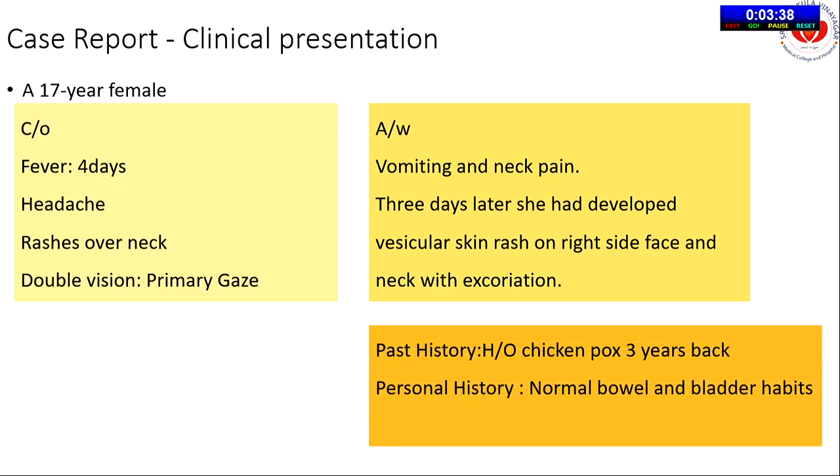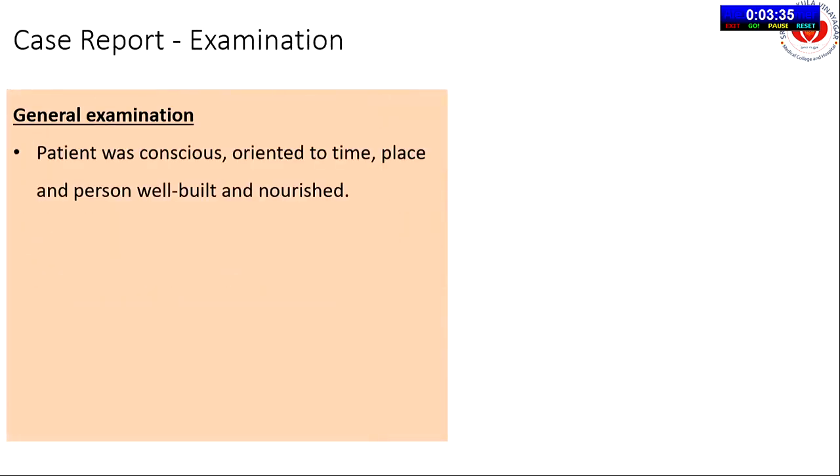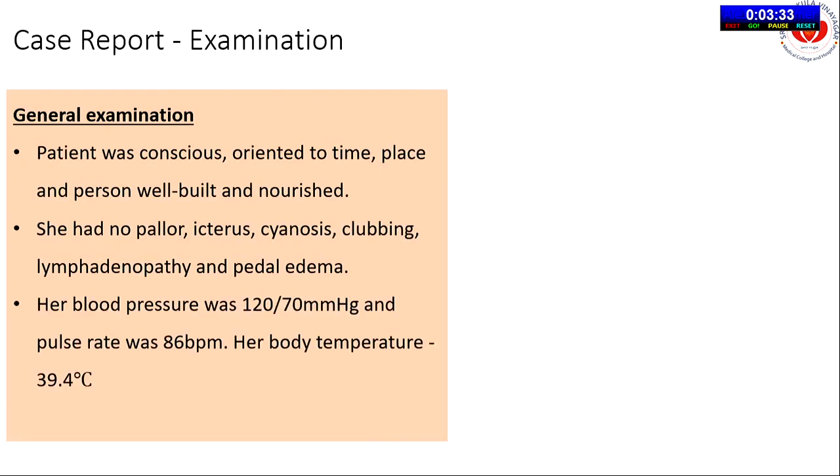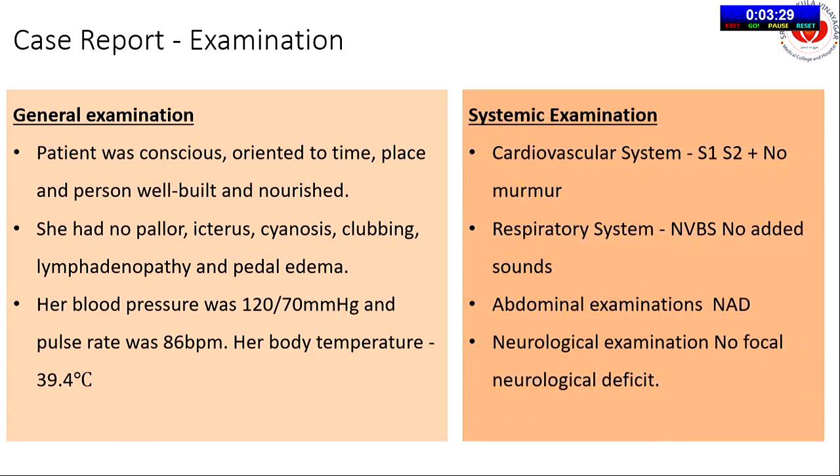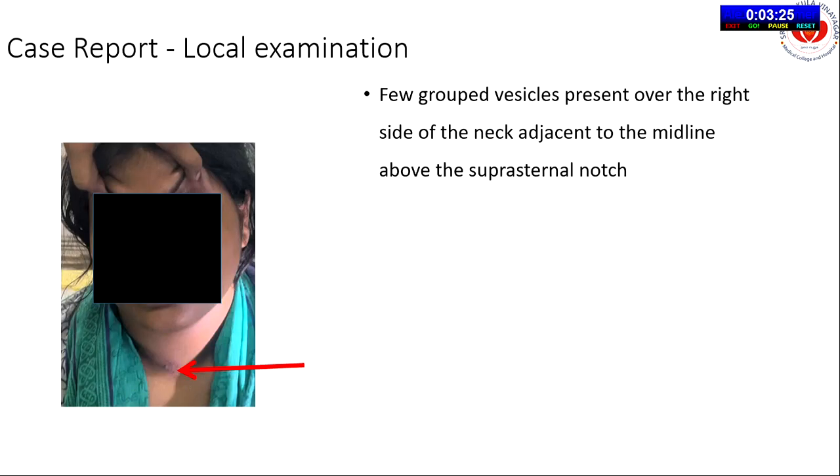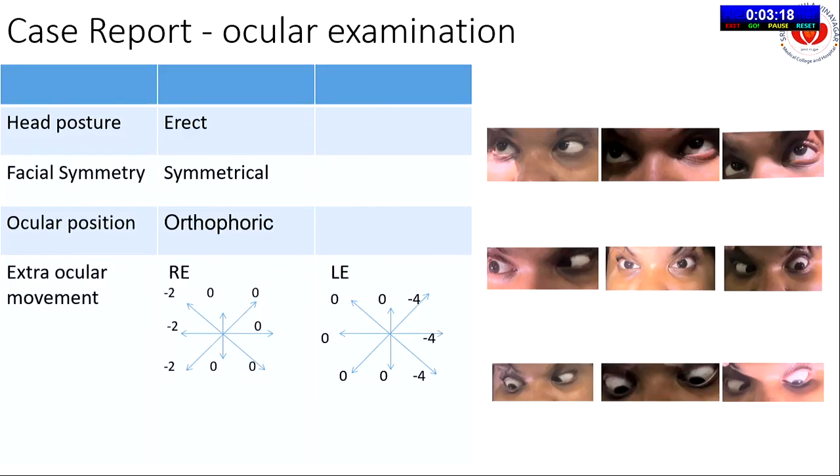Her past history was significant for chickenpox 3 years back. On general examination, her blood pressure and pulse rate were within normal limits. Her body temperature was elevated. Systemic examination was unremarkable. On local examination, a few grouped vesicles were present over the right side of the neck adjacent to the midline above the suprasternal notch.